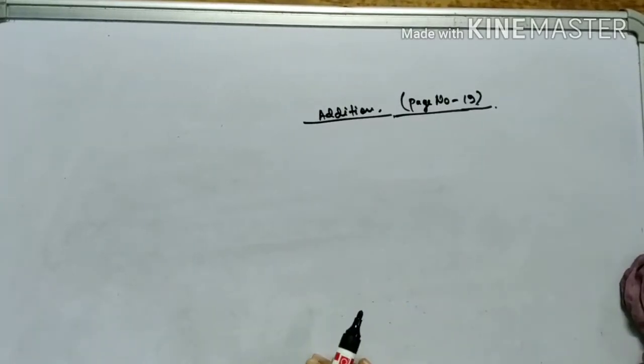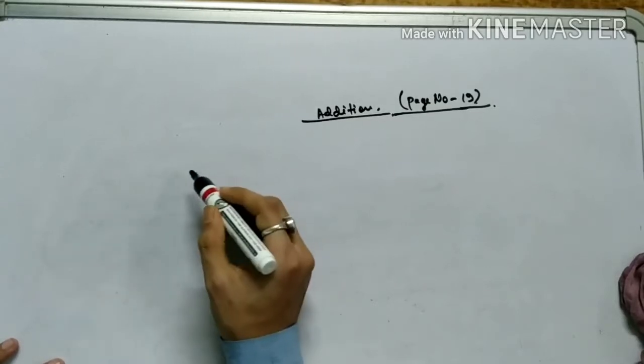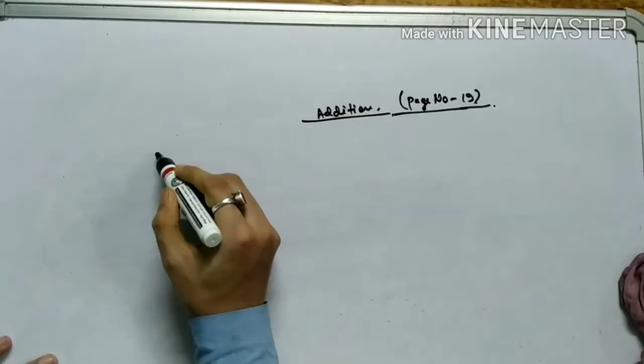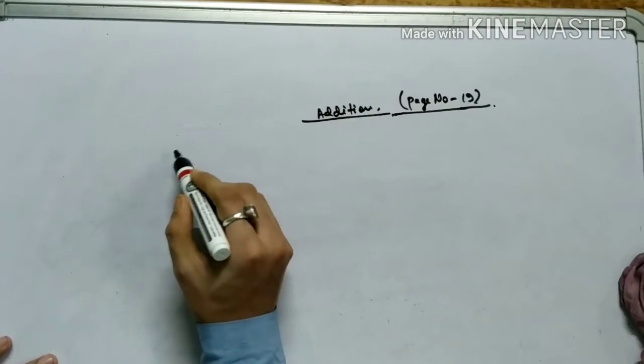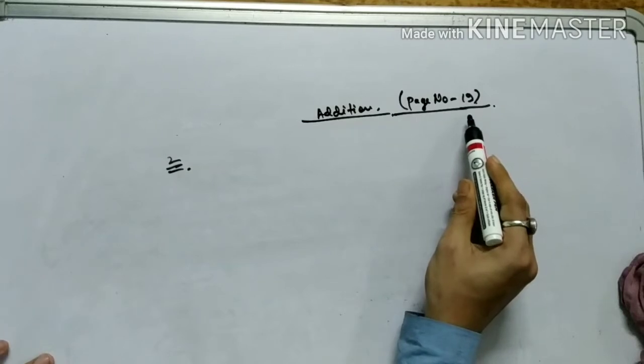Since this is a revision video, each and every sum I am not doing. I hope you already know how to multiply, how to add, how to subtract. You have already learned these things. So in here I will do just a few sums. This is page number 19, you see.